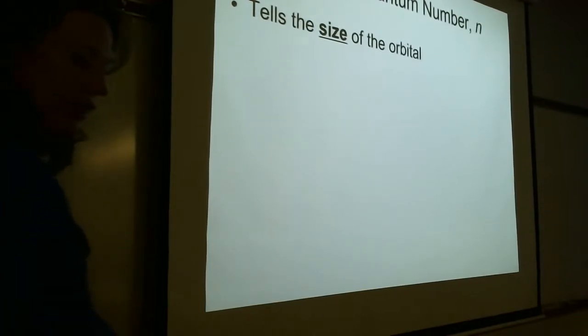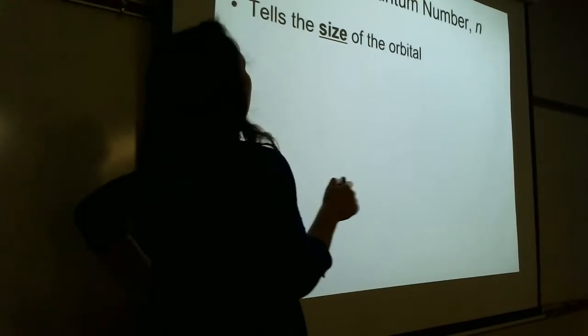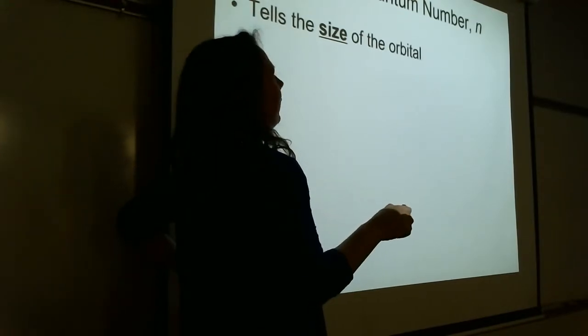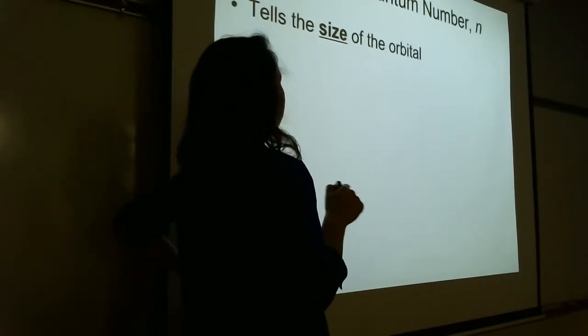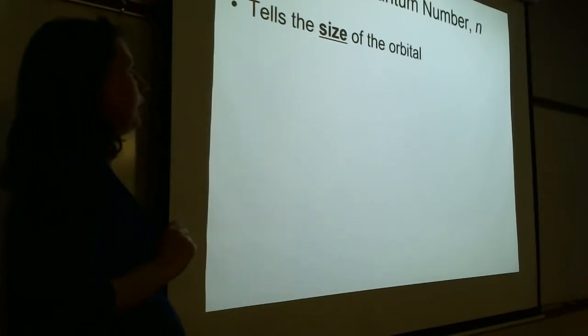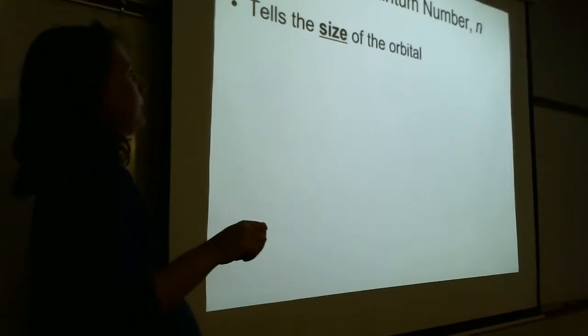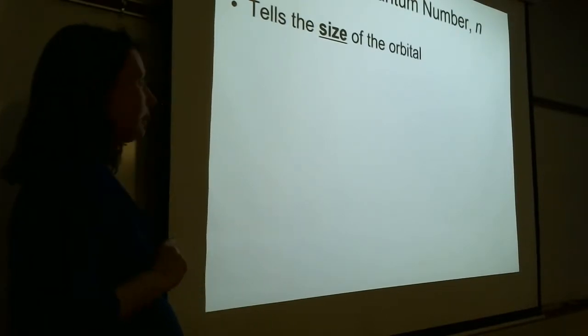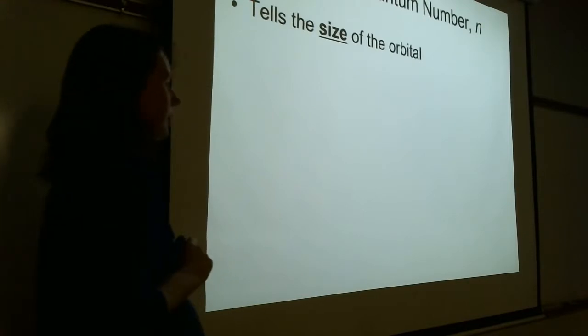The first one is called the principal quantum number. Principal quantum number, we represent it with a lowercase n. And this tells us the size of the orbital, the size. So the principal quantum number, which we represent with a lowercase n, tells us the size. What's the size of the orbital?